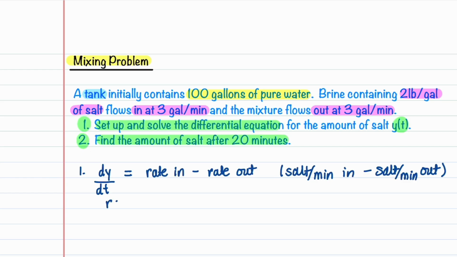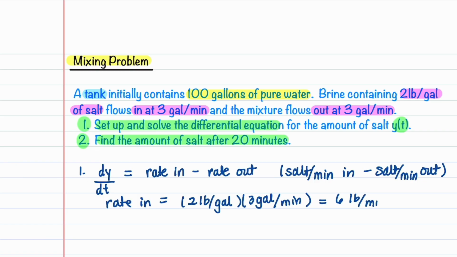Let's look at the rate in first. We are told that brine is flowing in, and that has a concentration of 2 pounds per gallon. And it's flowing in at a rate of 3 gallons per minute. So we're going to multiply this by 3 gallons per minute. And this is equal then to 6 pounds per minute.